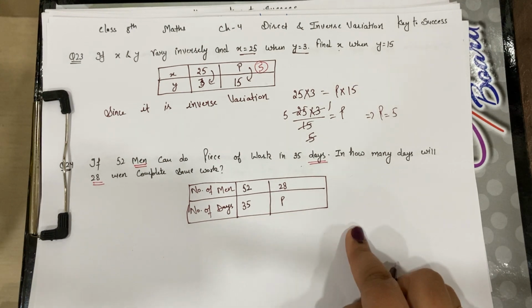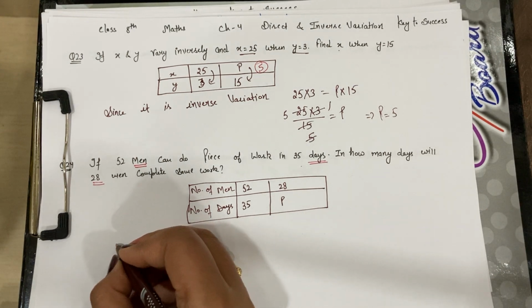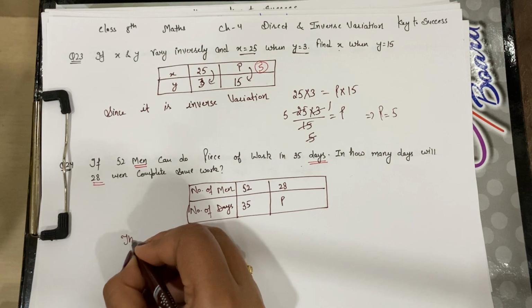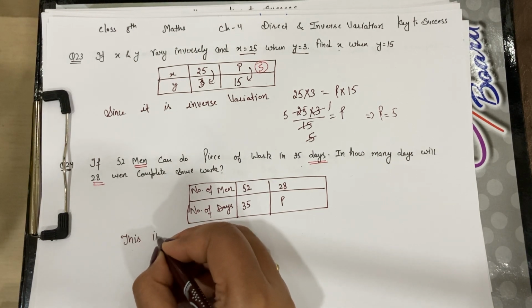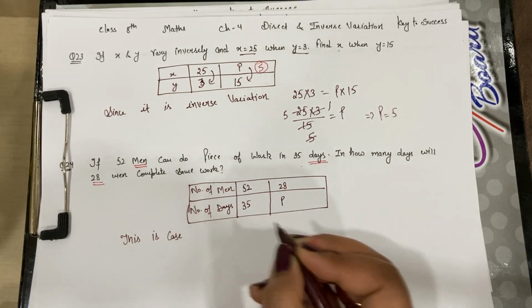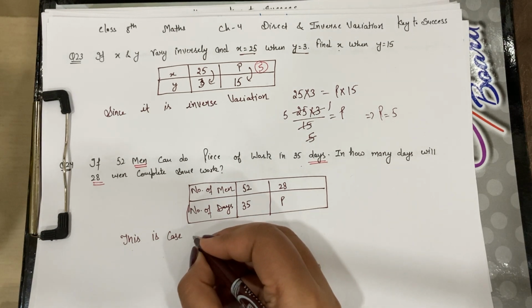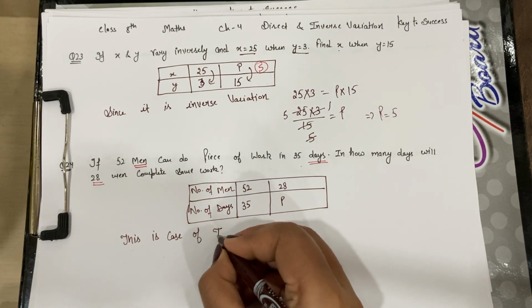We have to mention the variation. There is credit for that too. This is a case of inverse variation. It is compulsory to write it, otherwise your marks will be deducted.